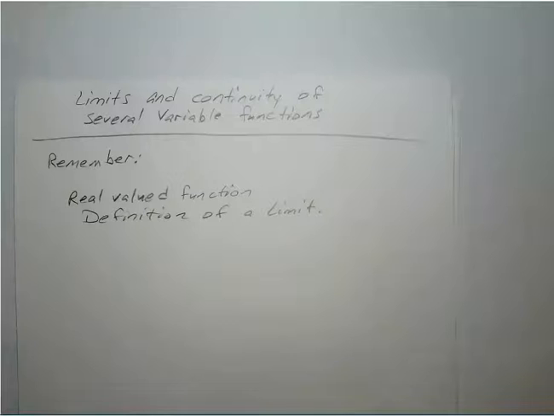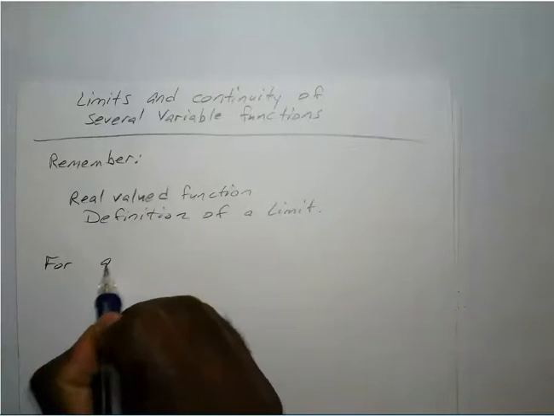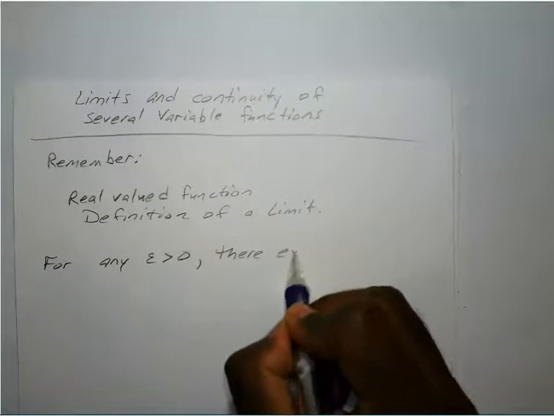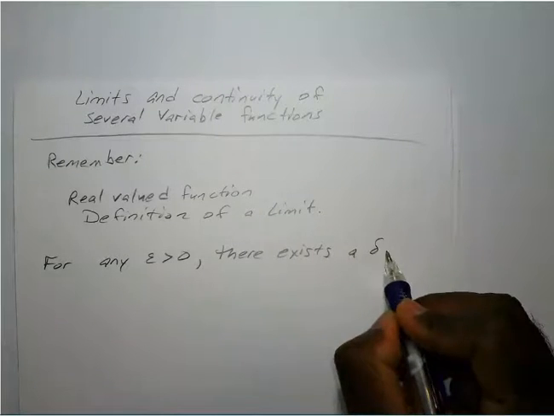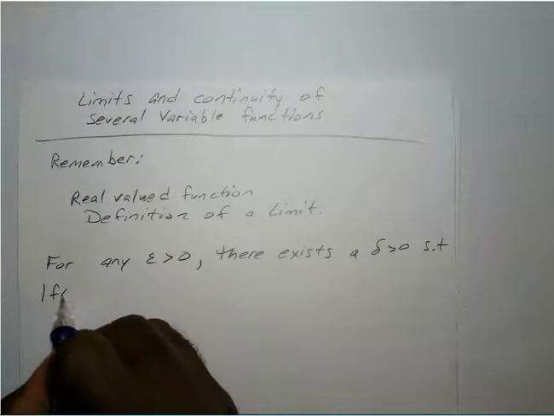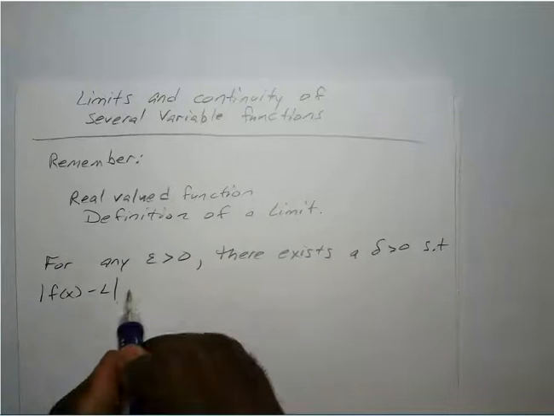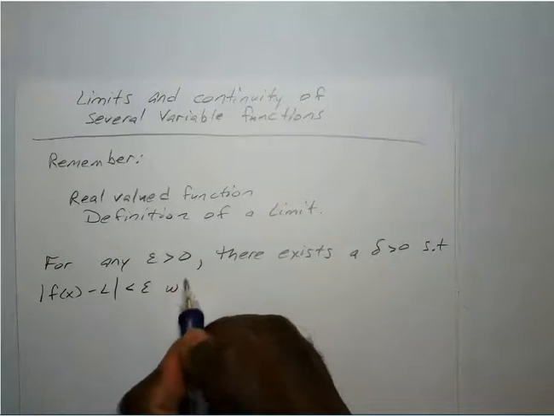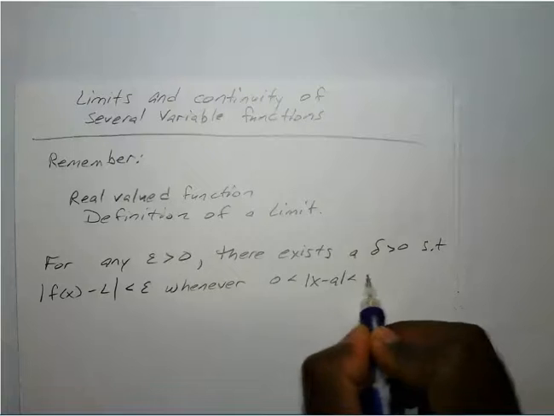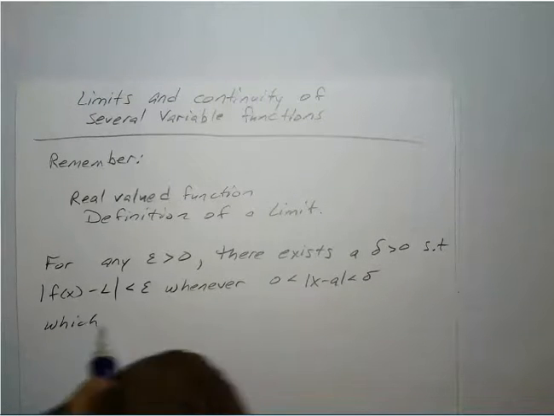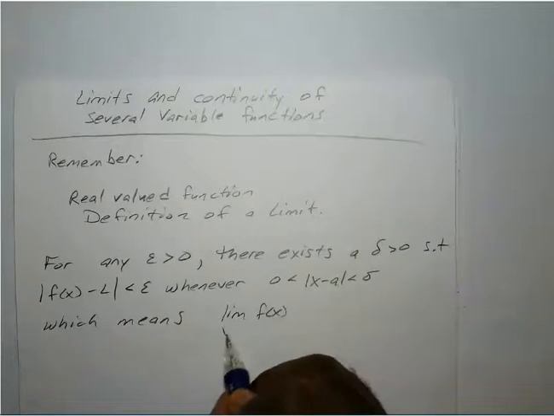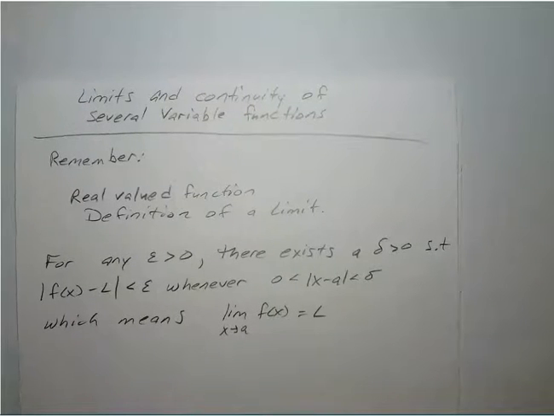Okay, so for that definition, it says for any epsilon greater than 0, there exists a delta greater than 0 such that the absolute value of f of x minus your limit is less than epsilon whenever 0 is less than the absolute value of x minus a, which is less than delta, which means the limit of f of x as x approaches a equals that limit.